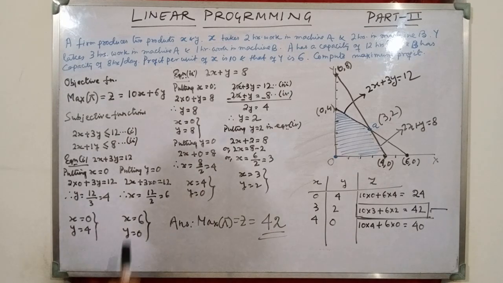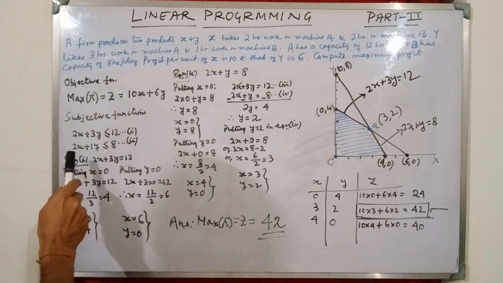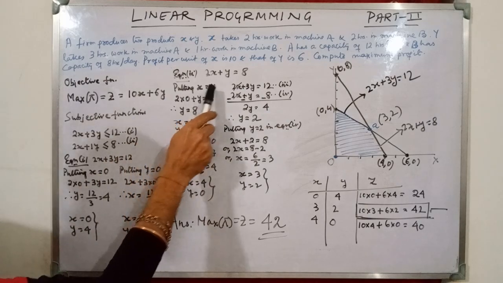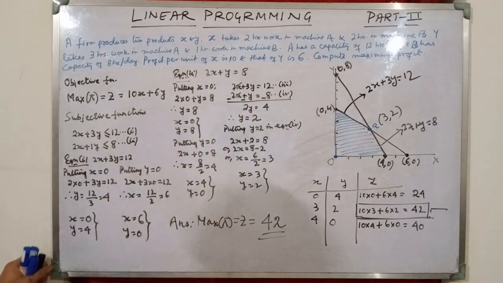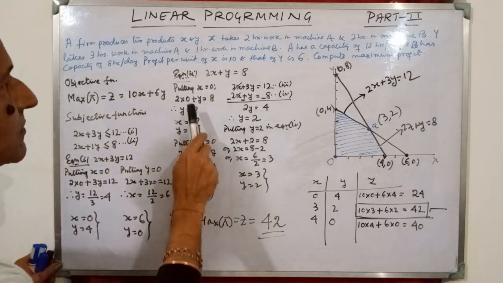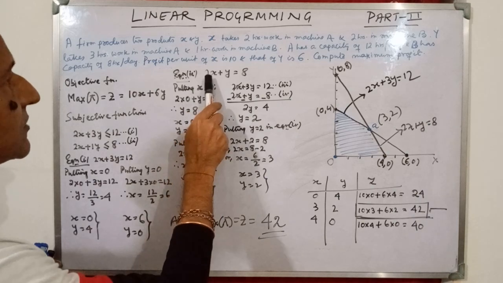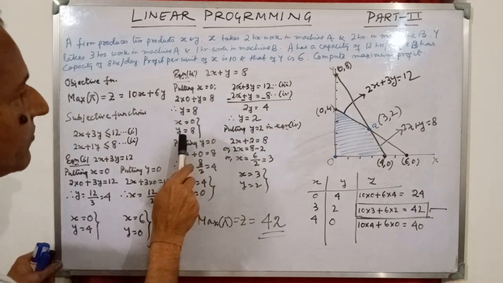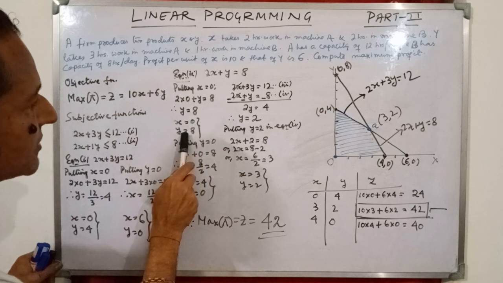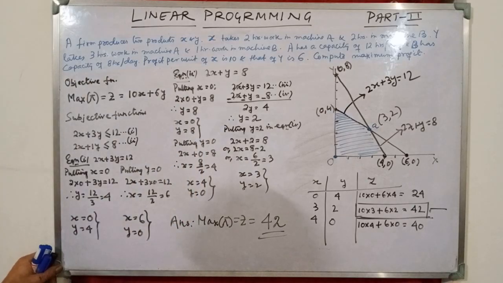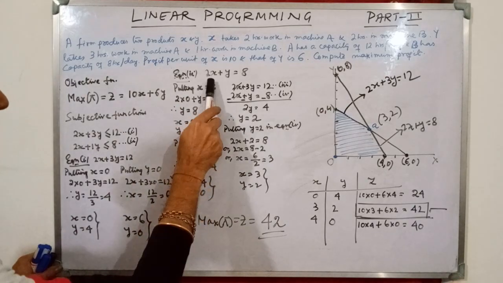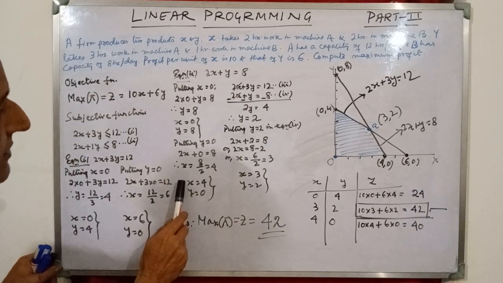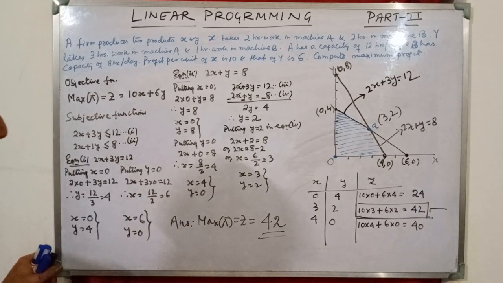Then we have considered equation 2, 2x plus y is equal to 8. We have gone through the same process. We have put x equals 0 here, and we have found out the values x equals 0 and y equals 8. And again we have put y equals 0 in this equation. So we have found out x equals 4 and y equals 0.